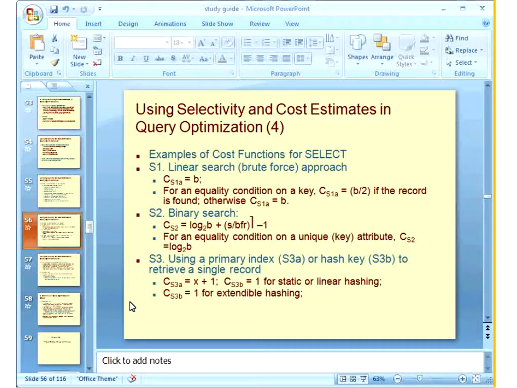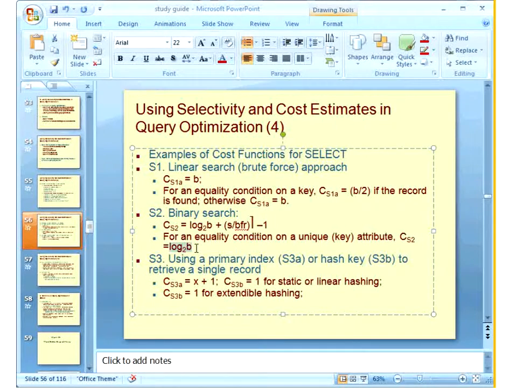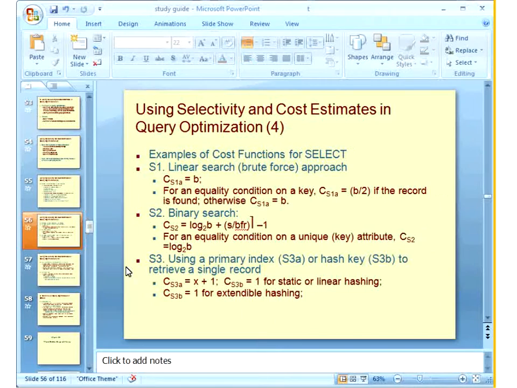You are not required to calculate these costs. These cost functions are just for when the result is found, the cost will be this, and if it is not found, the cost will be the one given above. You don't calculate these costs because you don't know in advance whether the block will be found or not. This is the case when it is not found, and this is the one when it is found.